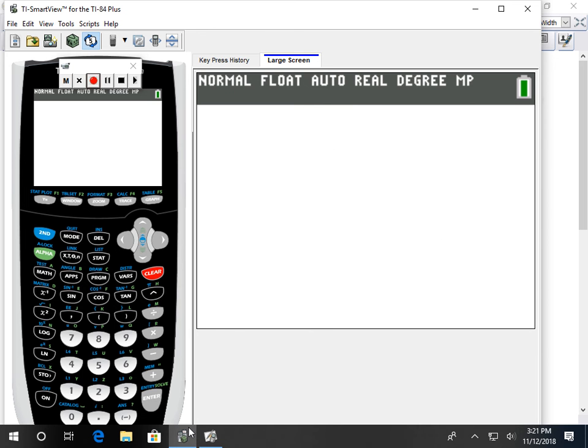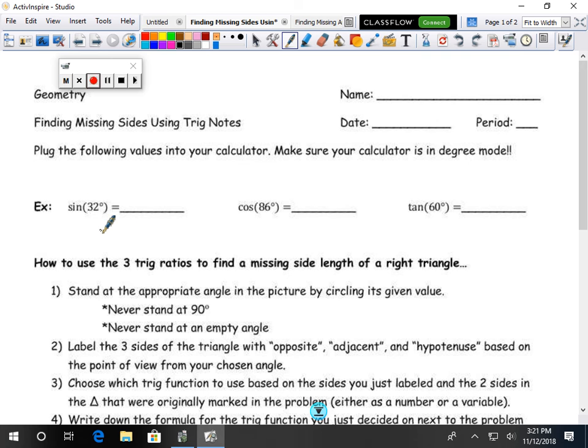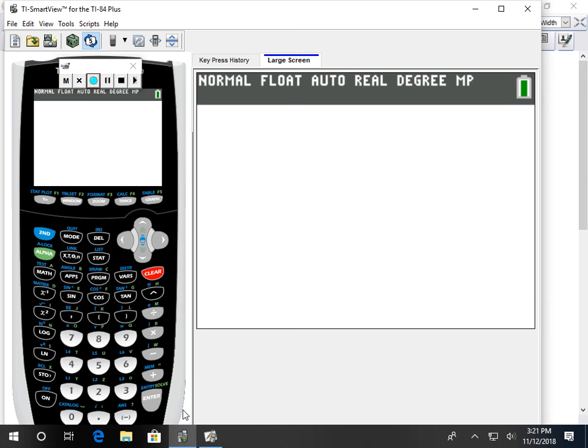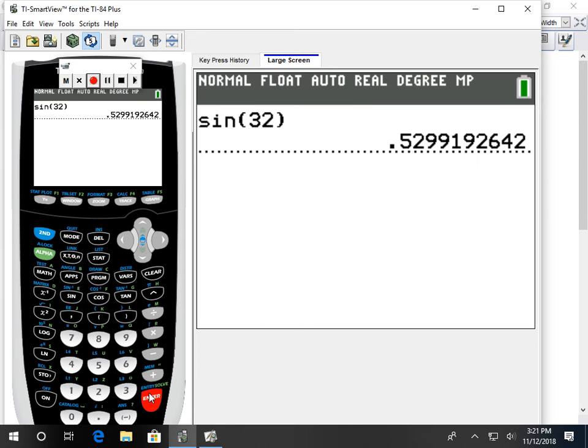So looking first here at just sine of 32 degrees. Sine, cosine, and tangent, remember, are functions, kind of like adding, subtracting, and multiplying. They're just three different functions. So if I do sine 32, I don't need to do the degree sign because I've already told the calculator it's in degree mode. So I just need to close off my parentheses and hit enter. And so sine of 32 degrees is 0.5299. I could round that to just 0.53.